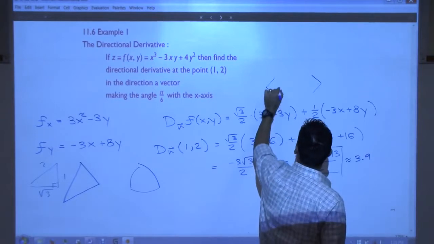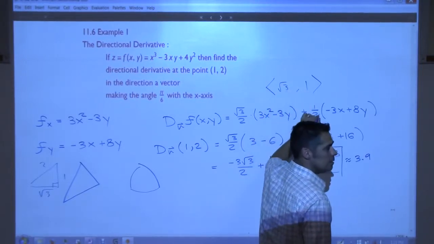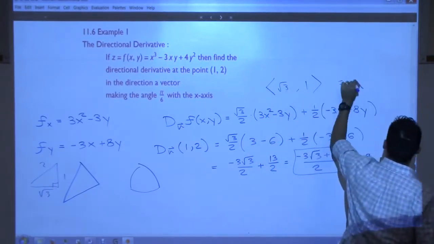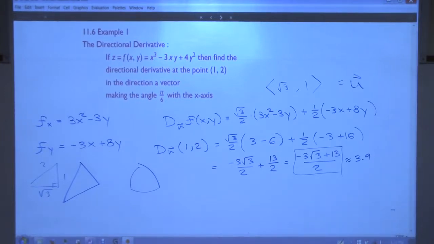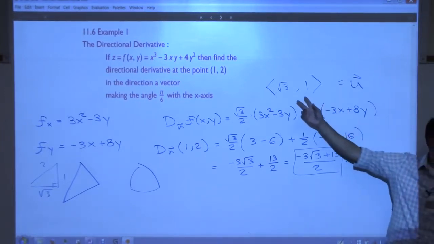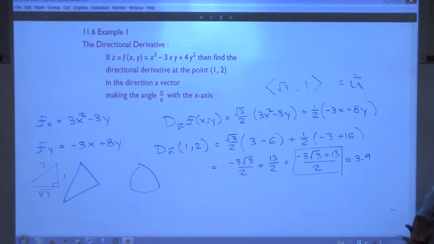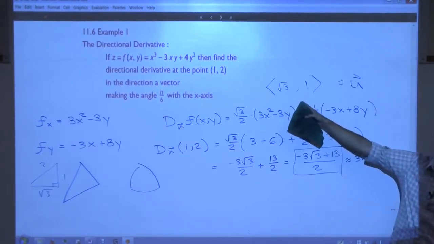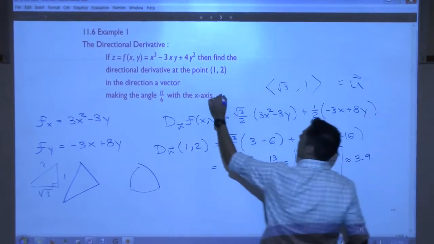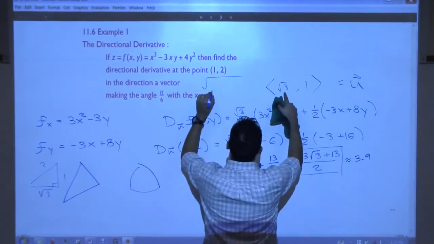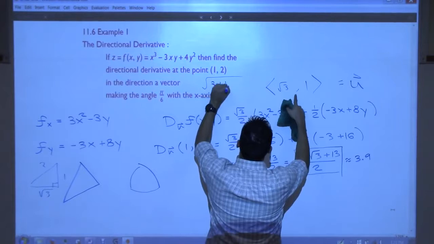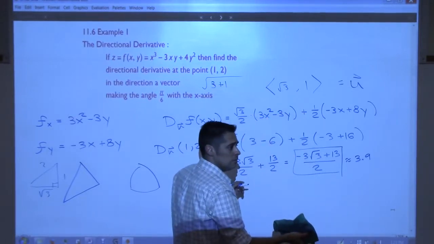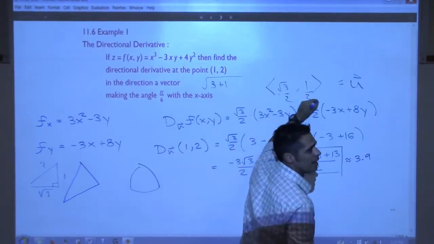Could you use √3 and 1 as your u? No, that would not work, because this is not a unit vector. Your hypotenuse would have to be 1. But what you could do real easily to fix that is just find the length of this vector. Take the square root of each of these pieces squared. Square that, you get 3. Square that, you get 1. Square root of 4 is 2. And just divide each by 2. And now you have a unit vector.